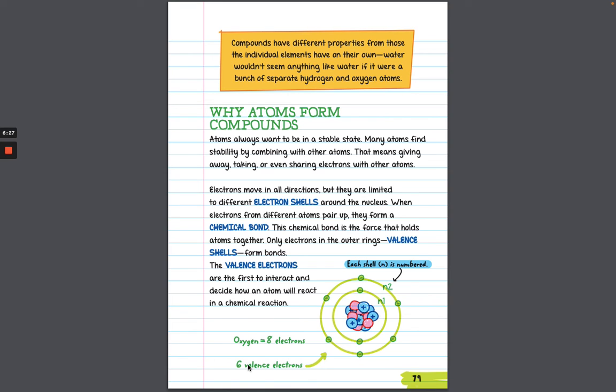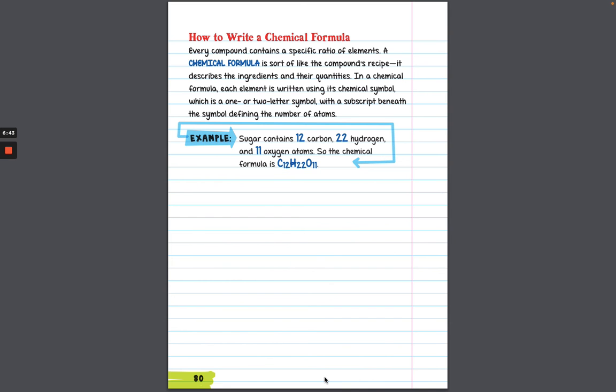Only electrons in the outer rings, or valence shells, form bonds. The valence electrons are the first to interact and decide how an atom will react in a chemical reaction. So notice how each shell here is numbered. Oxygen has 8 electrons, so 2 go in the first, and then we have 6 in the second, which are our valence electrons. How to write a chemical formula.